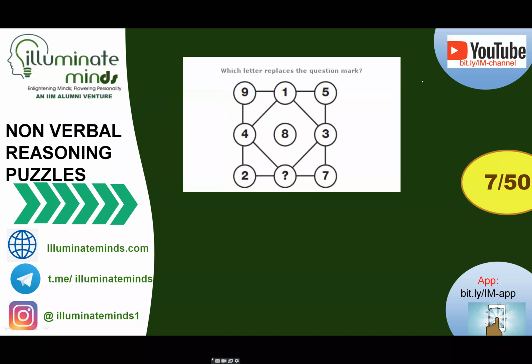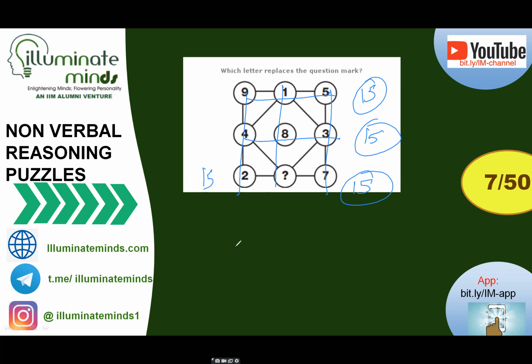Let's move to the next one, guys. Question number 7. Question number 7 is 9 plus 1 plus 5. If you add them, 9 plus 1 plus 5 is 15. Similarly, 9 plus 4 plus 2 is 15. 4 plus 8 plus 3 is 15. 5 plus 3 plus 7 is also 15. So 1 plus 8 plus x is equal to 15. X is equal to 6. Is this okay, guys?